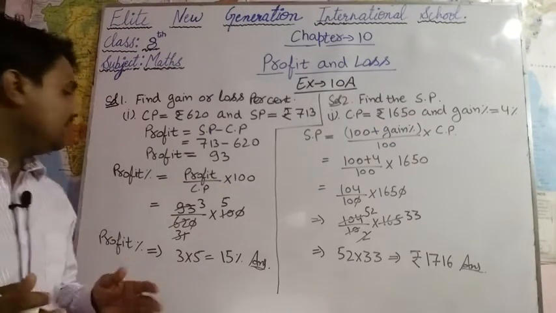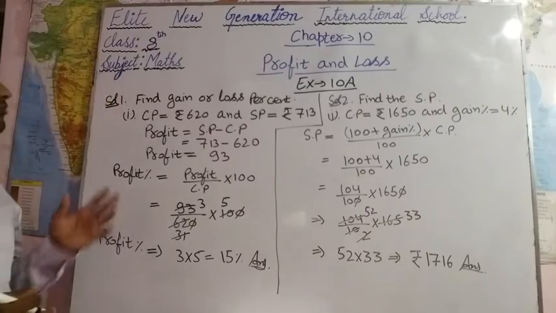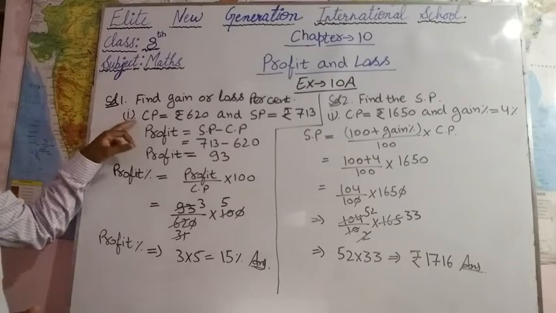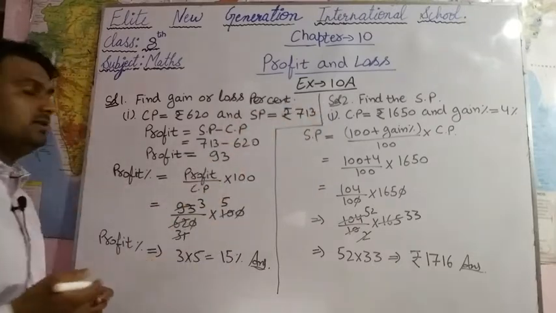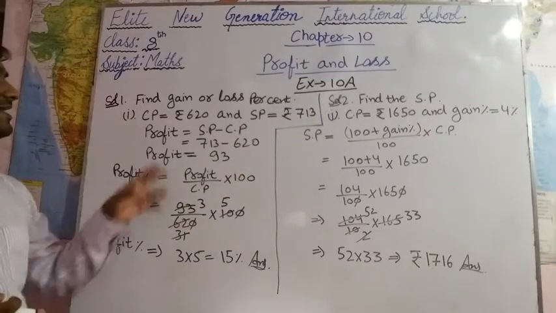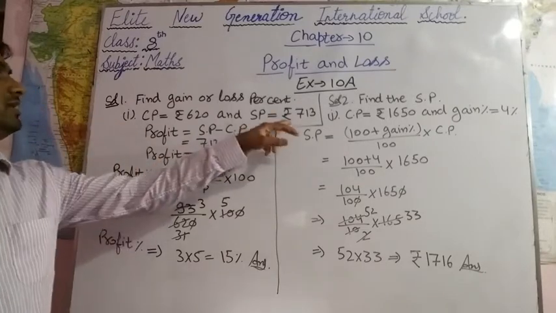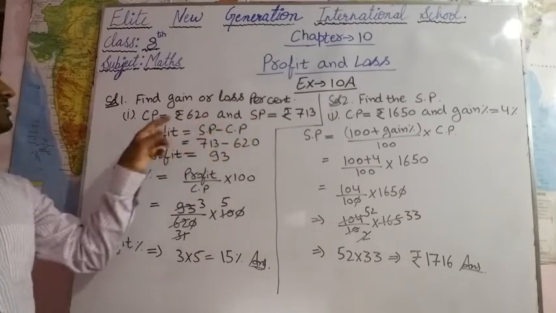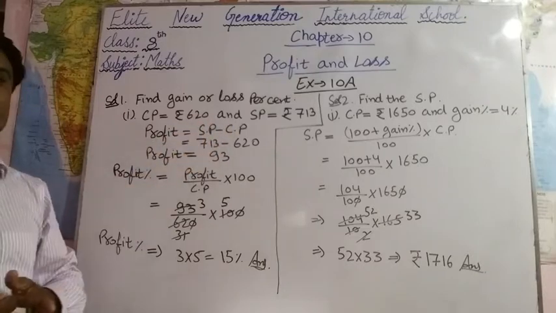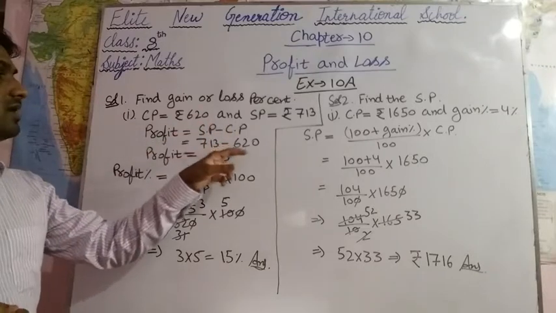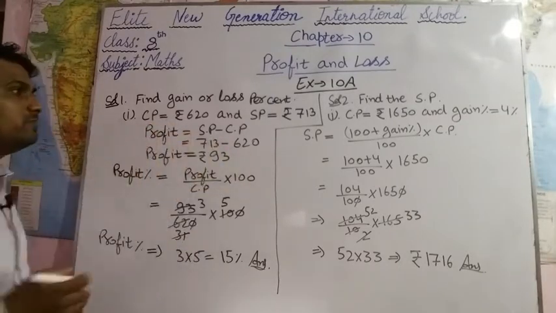In exercise 10A, in question number 1, we have to find the gain or loss percent. First part: CP equals rupees 620 and SP equals rupees 713. The formula for finding profit is SP minus CP. As the value of SP is more than CP, SP minus CP will be the profit. So 713 minus 620, profit will be rupees 93.